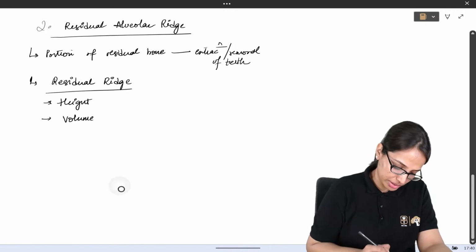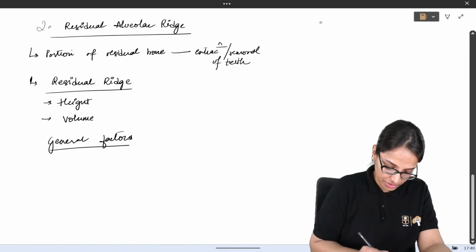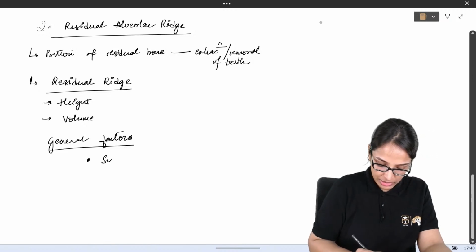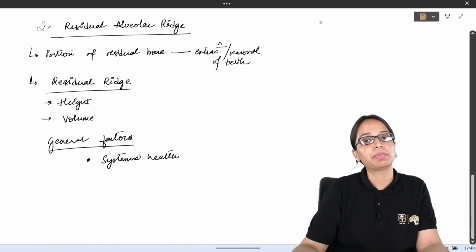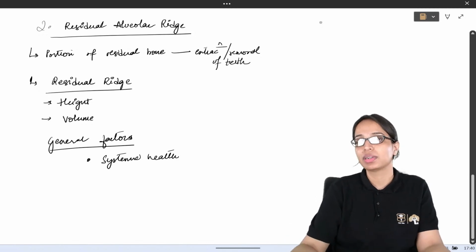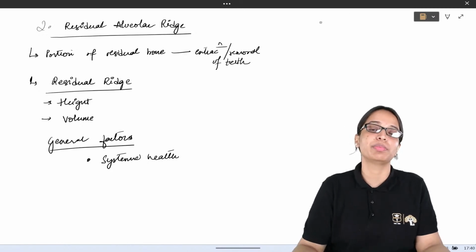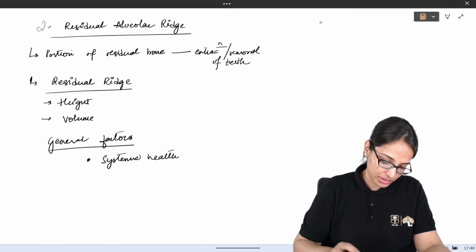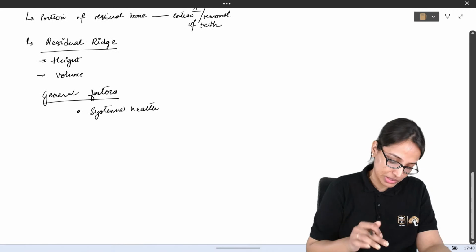If we see the general factors on which this may depend, first and foremost is the systemic health. While healing is happening, if the patient is diabetic, there is a chance that bone loss can occur. If the patient has vitamin D deficiency or calcium deficiency, bone remineralization will not be optimum. So these are certain factors, briefly, which will determine how the residual ridge is.